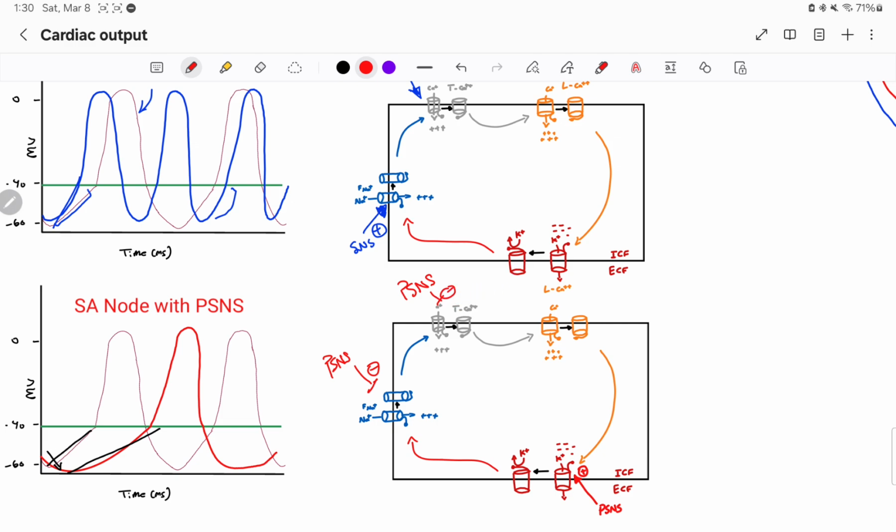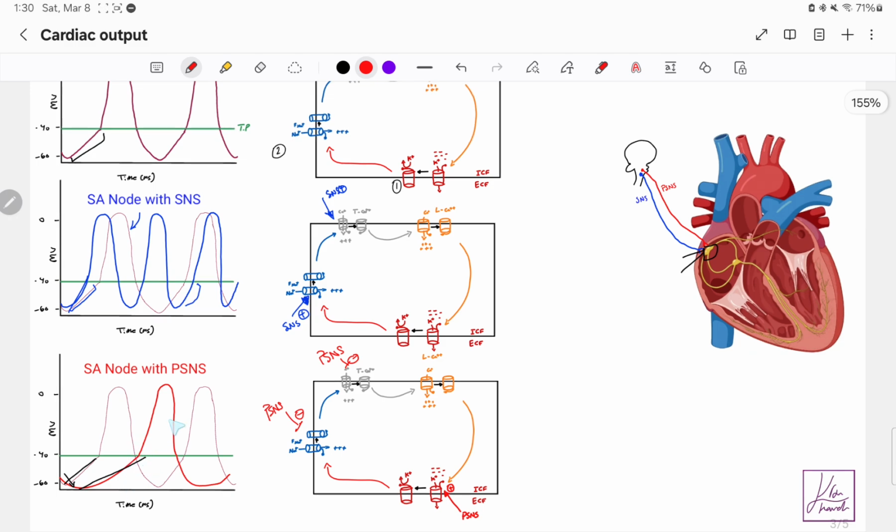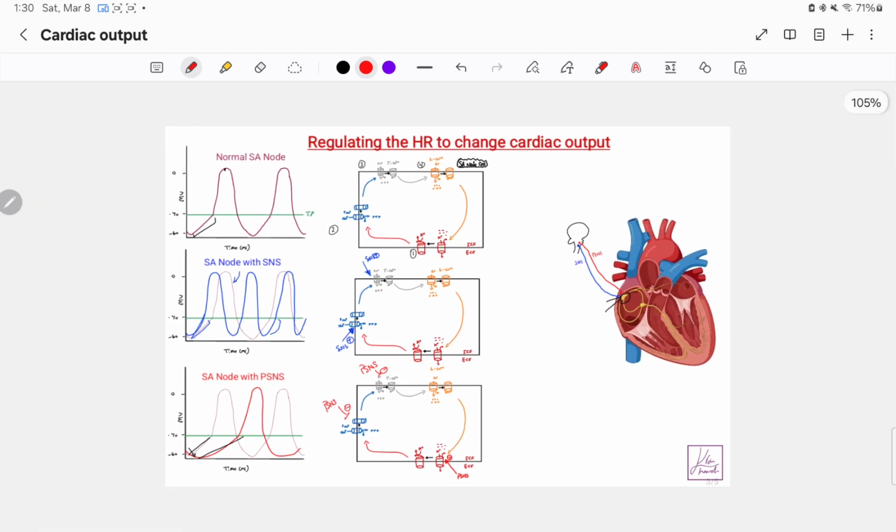Isn't that fascinating? So not only are we actually bringing out more positive charges to make the cell more negative, but we're also bringing in less positive charges, which delays the cell becoming depolarized for a longer period of time, okay? So that's how the parasympathetic nervous system is actually delaying SA nodal function, okay? And this is how you actually regulate heart rate.